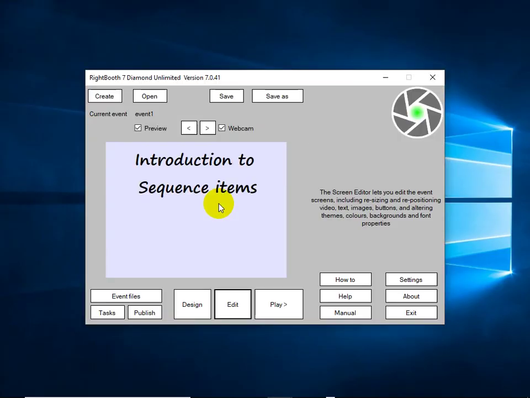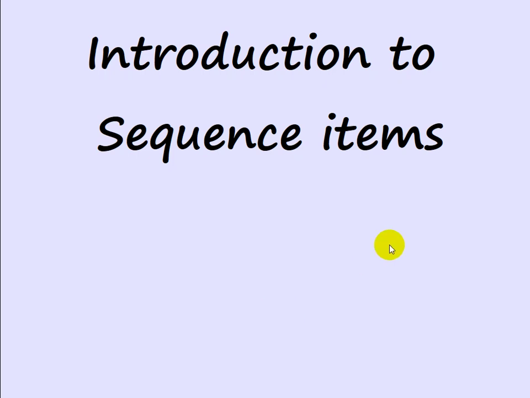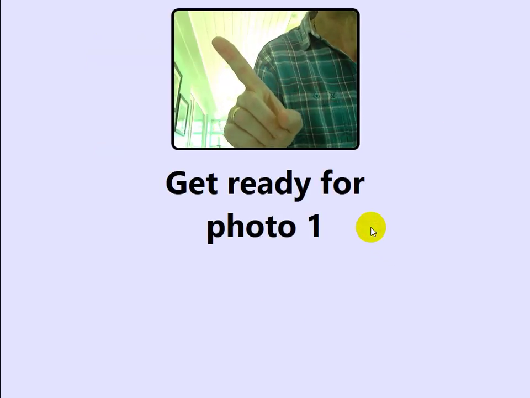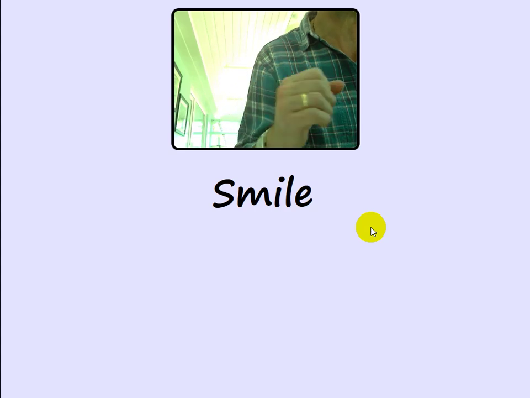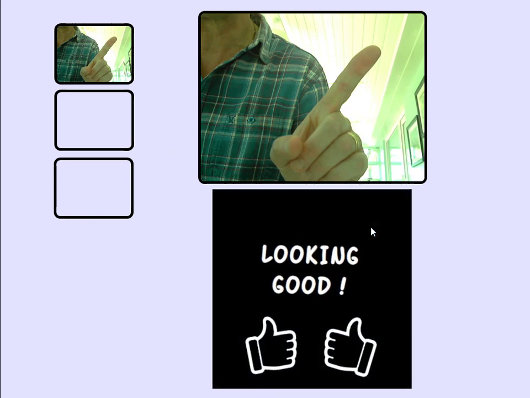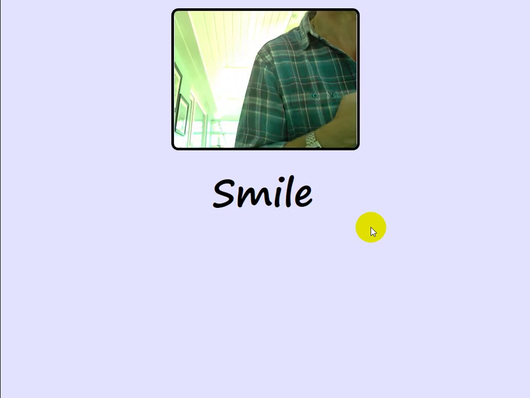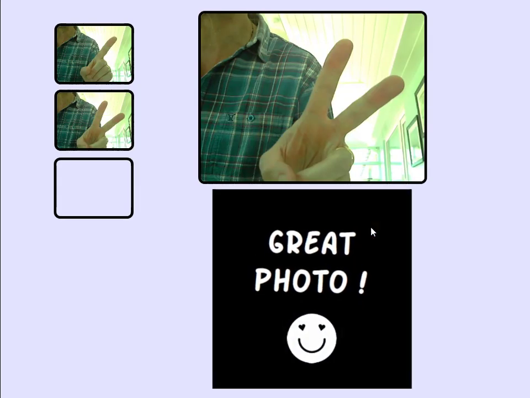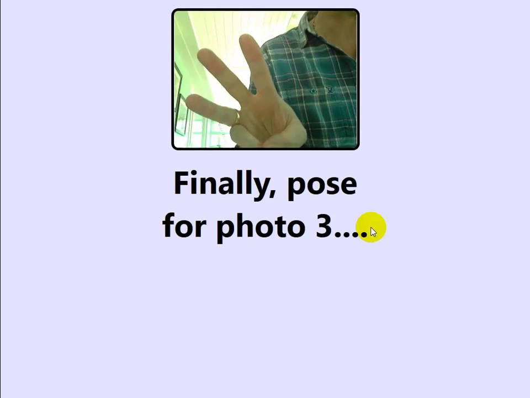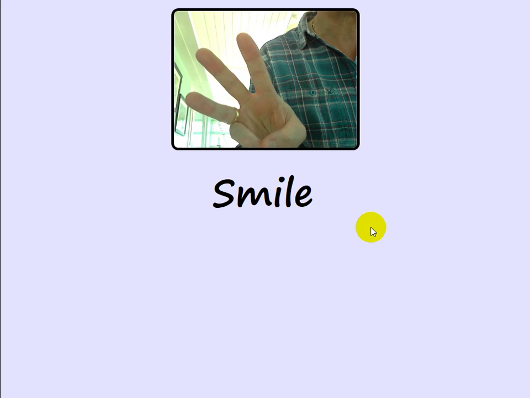Exit. Always remember to save before you start playing. Right, first time round the loop, we have the first text prompt. We should see looking good. Second time round the loop, second text prompt and the second video, great photo. Third time round the loop, third prompt and the third video.